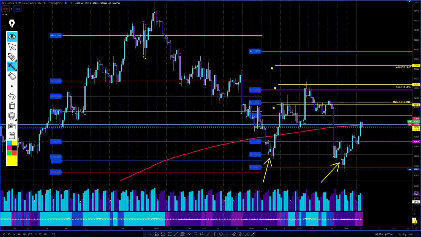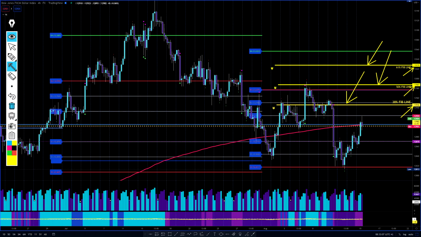So we gotta contend with this resistance level. The fib line is from the top here to the bottom, right? So the first level of resistance is the 38% fib line. Then we have 50%, and then we have the 61%. So the first level is 12,946, 50% is 12,987, and then 13,028. So these are the resistance levels we have to contend with, the bullish posture of the US dollar, right?